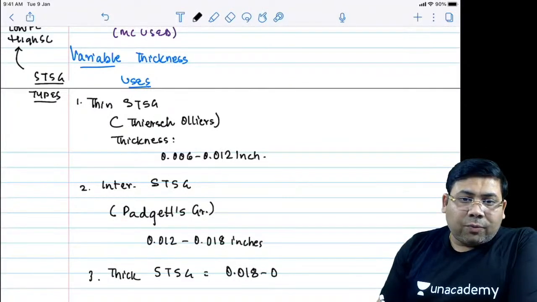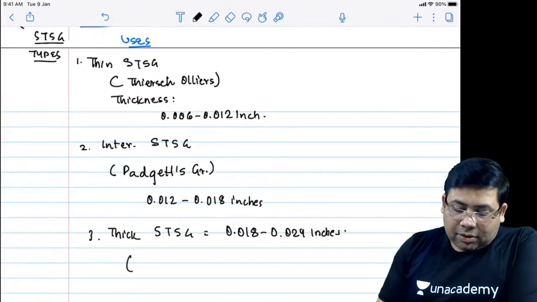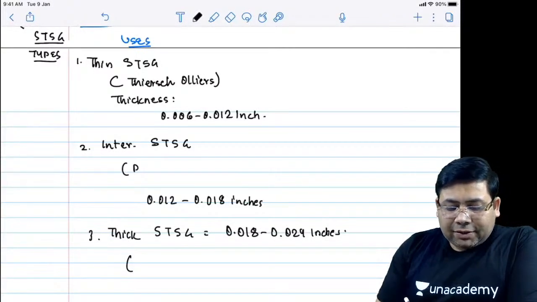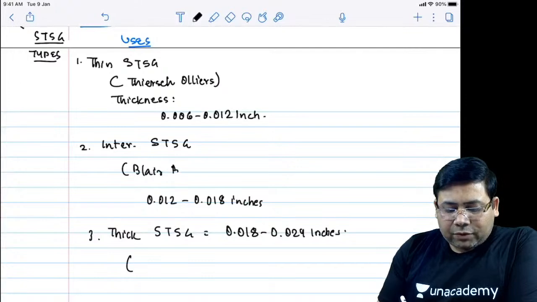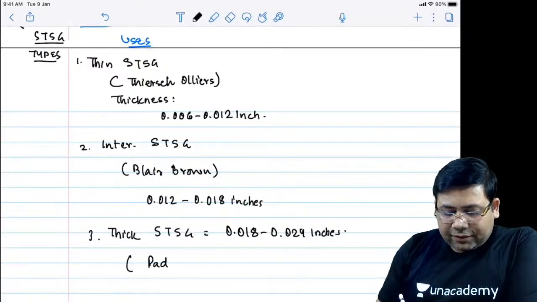0.018 to 0.024 inches. What do we call these? Anyone? The intermediate is known as Blair-Brown graft, and this is what is known as Paget's graft. This is known as Paget's graft.